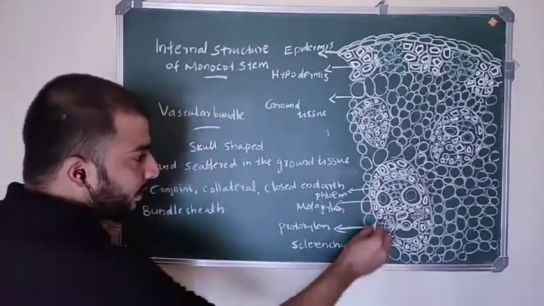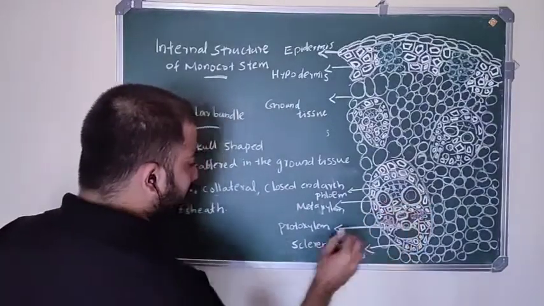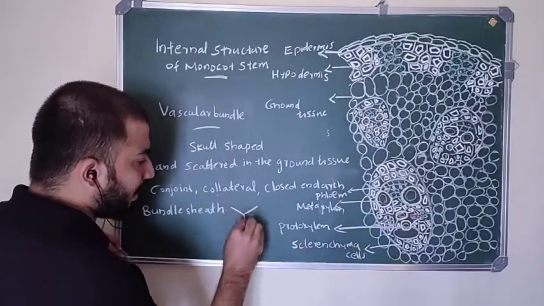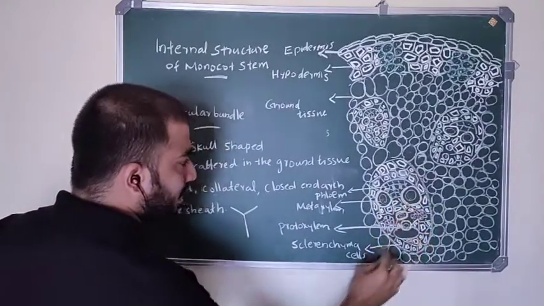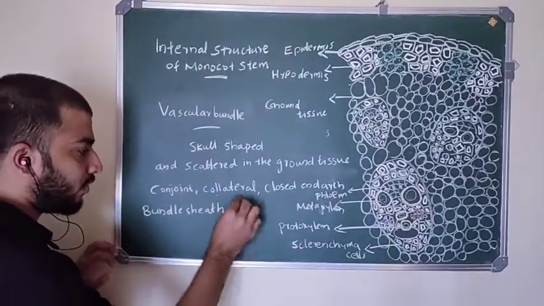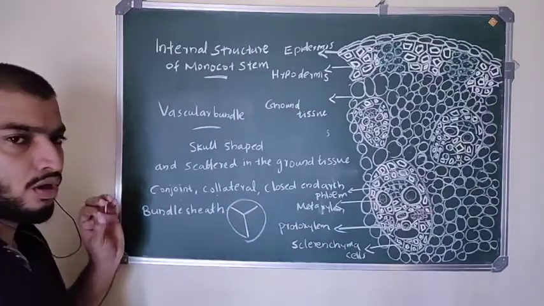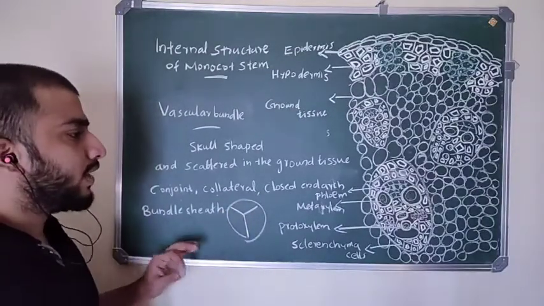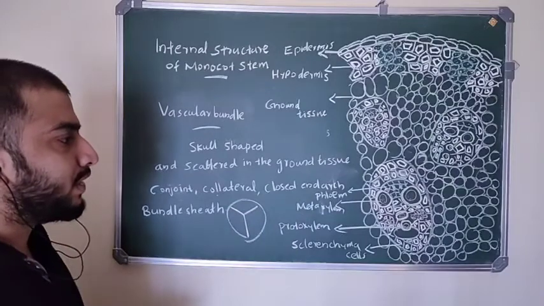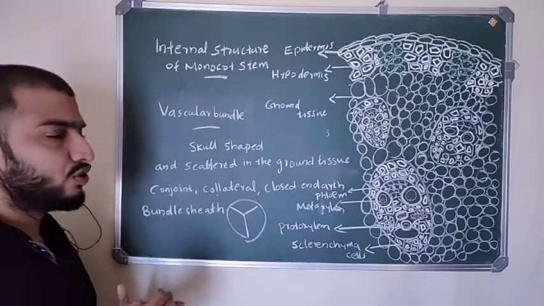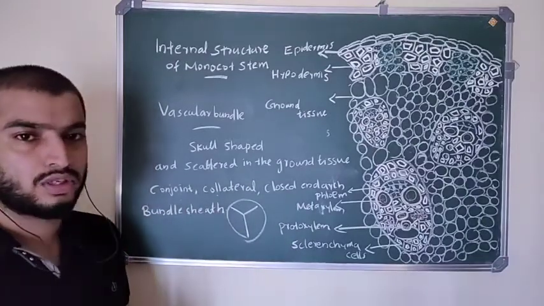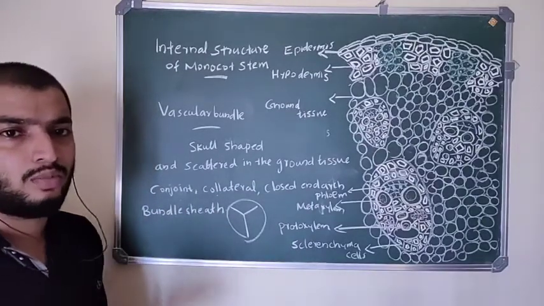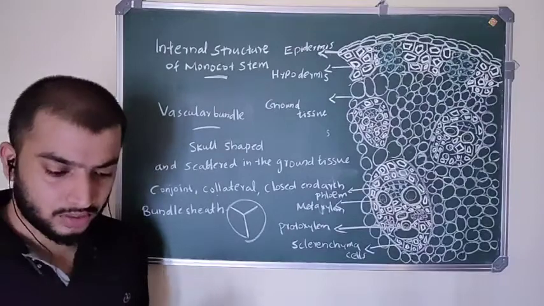And look here, in this xylem, they are arranged in the form of the letter Y. This is metaxylem and this is protoxylem. They are arranged like the letter Y, so note that also. Then pith is absent. We already said, because ground tissue is not differentiated into pith. Pith is absent in monocot stem. So these are the major points about the internal structure of monocot stem.